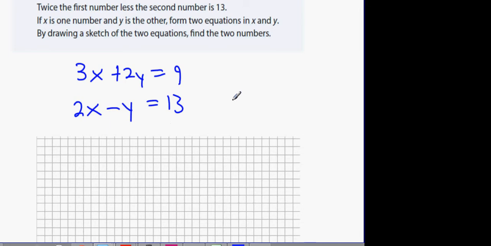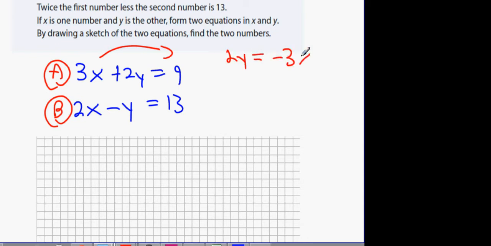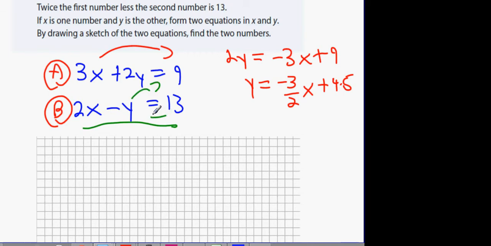So here's what you do. Okay? You get y on its own because y is always the output. Equation A and equation B. Now, in equation A, we're going to get 2y equals minus 3x plus 9. Y therefore equals minus 3 over 2x plus 9 over 2, which is 4.5. Happy with that? And this one here, y moves to the right, 13 moves to the left, and what we get is 2x minus 13 equals y. Y equals 2x minus 13.